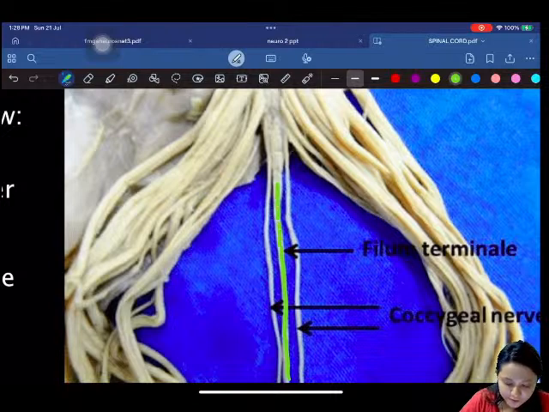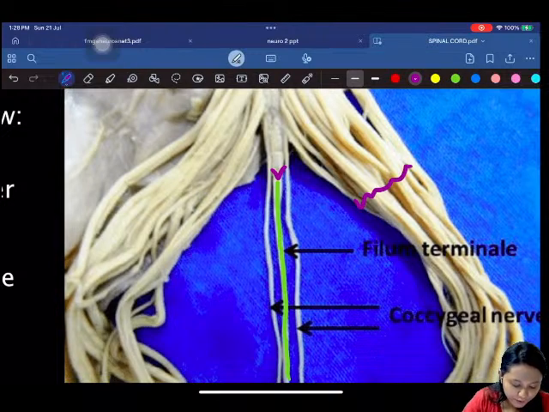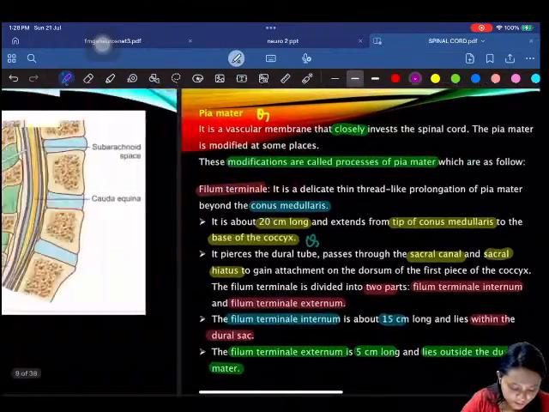So this is the filum terminale, and here you can see this is the conus medullaris, which is at the lower border of your L1, and these are the cauda equina, which looks like the tail of a horse. Okay, those are about the spinal cord.